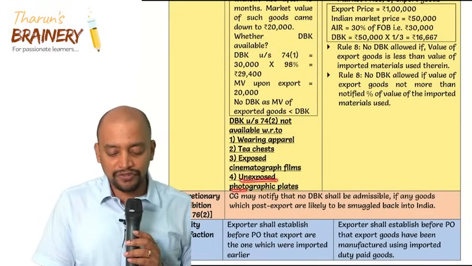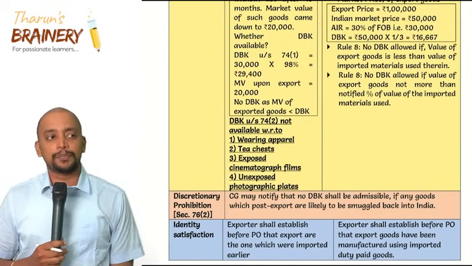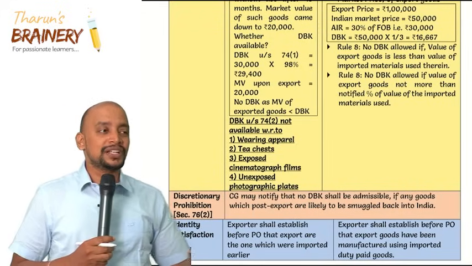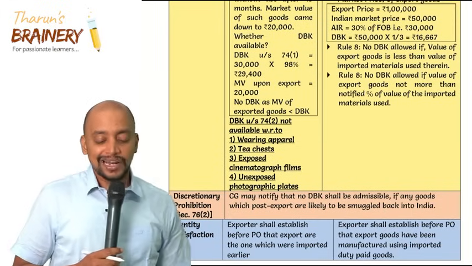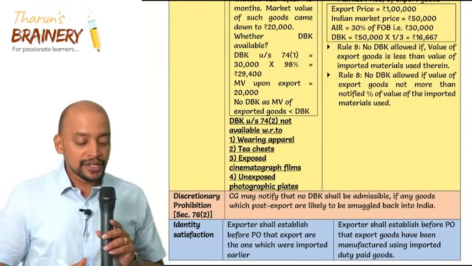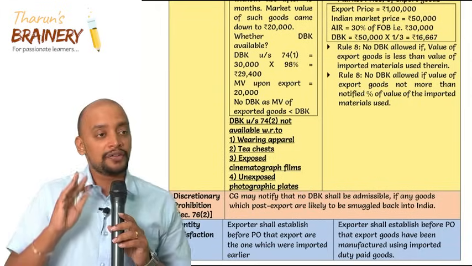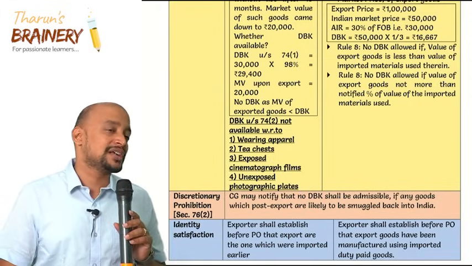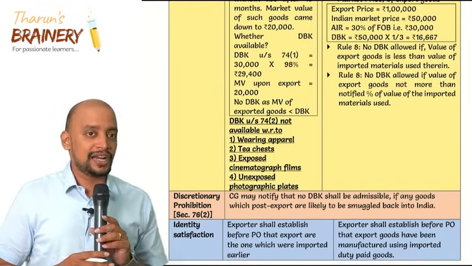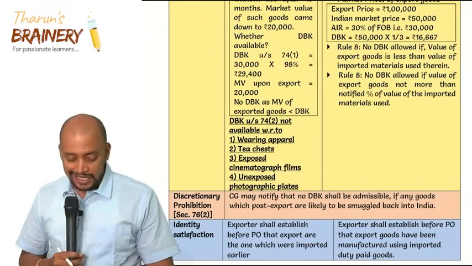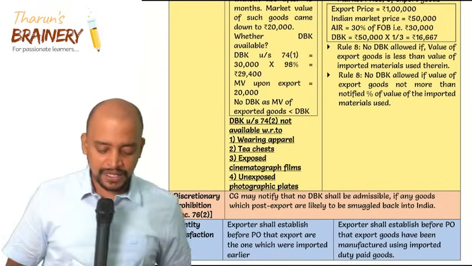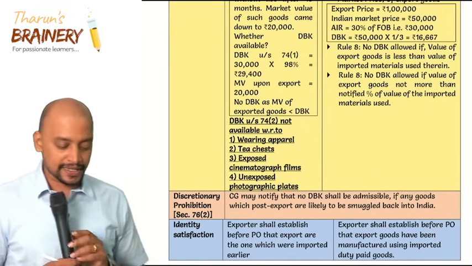Then unexposed photographic plates. Photographic plates, like X-ray plates and all, we will be importing and exporting, and in that case also we will not get duty drawback. So these are the 4 goods which, if imported and exported after use, you will not get the duty drawback. What are those 4 goods? Wearing apparel, tea chest, exposed cinematograph films, unexposed photographic plates.